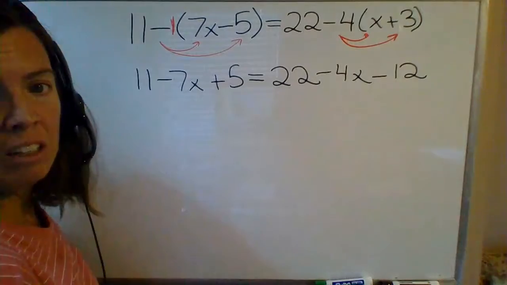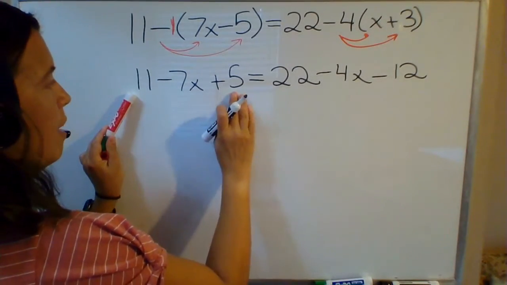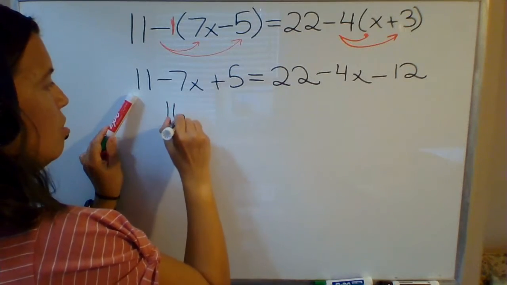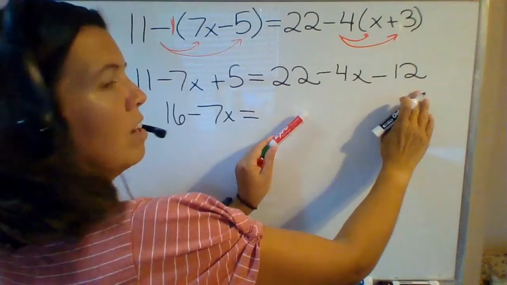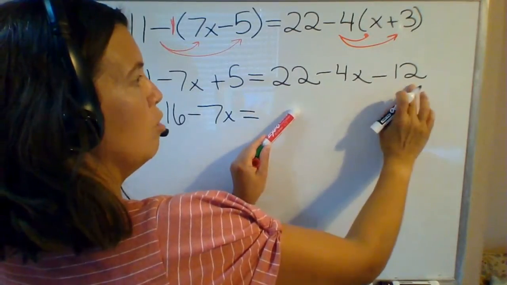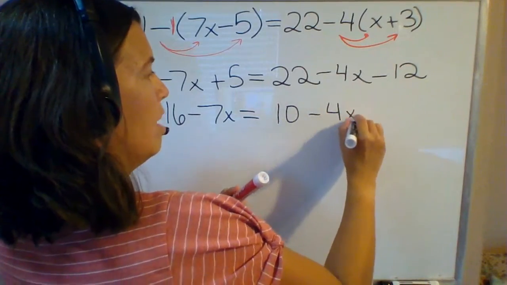Now we want to combine like terms. So on the left side, the like terms are 11 and 5, so if you add that together, you get 16 minus 7x. On the right side of the equation, the like terms are the 22 minus 12, so that gives us 10 minus 4x.